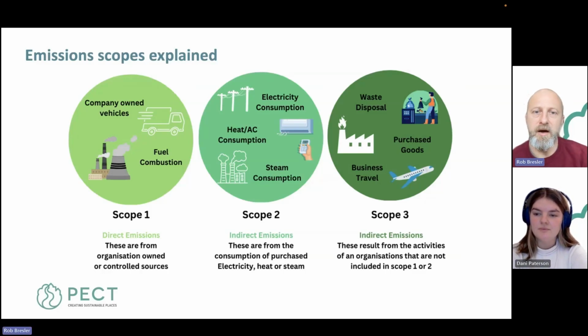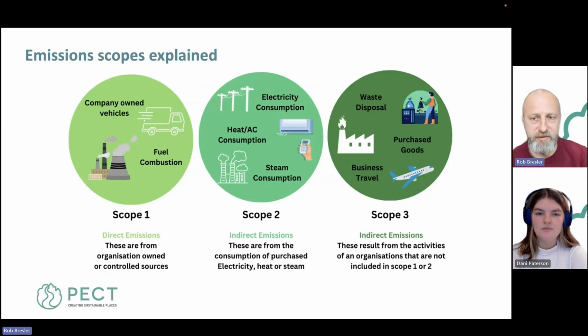Now, scope 2 are your indirect emissions, but they're still within your operational control. Effectively, this just relates to electricity for the majority of people. As a business, when you're consuming electricity, you are in direct control of turning on those lights, turning on that equipment, turning on that air conditioning unit. However, the emissions from the use of electricity are coming from the electricity provider. That electricity provider may be burning coal or gas on your behalf, but you're directly in control of using that electricity.